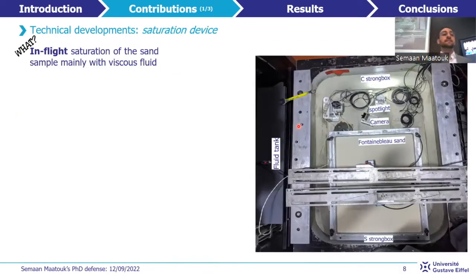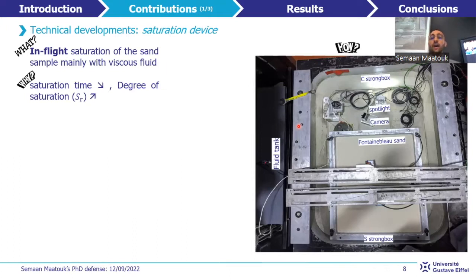It's a system that enables saturating the sand sample in flight, and mainly with viscous fluid. Why viscous fluid? In order to reduce the time of the saturation process and to enhance the degree of saturation. How does the system now work? This is a top view of the saturation system on the centrifuge.